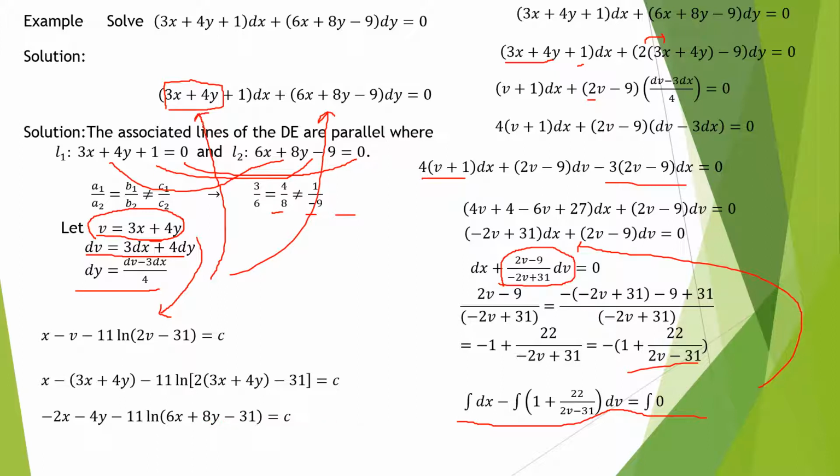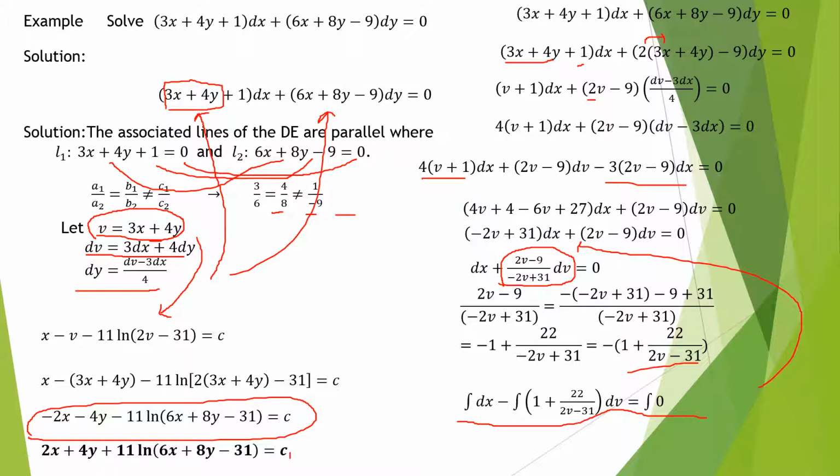So this is our final answer. Now here, we just multiplied this by negative 1. So you see, this should be 2x plus 4y plus 11, times 6x plus 8y minus 31.